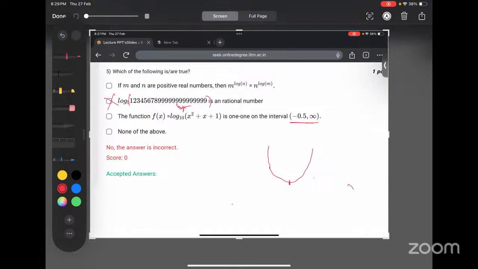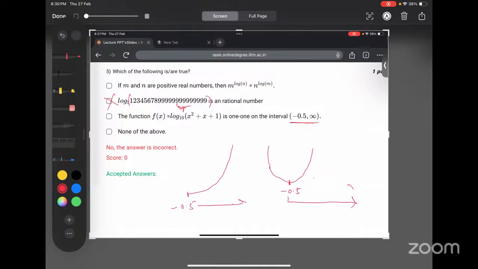The vertex will be minus b by 2a. That means minus minus 1 by 2, which is 0.5, right? In this interval, they're asking about this interval. So we are taking only this part of the parabola, the right side of the parabola.